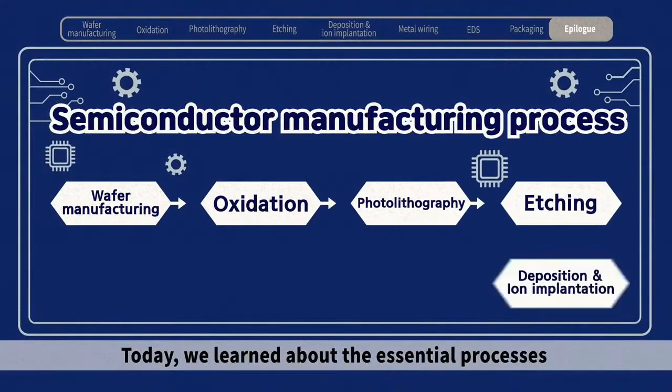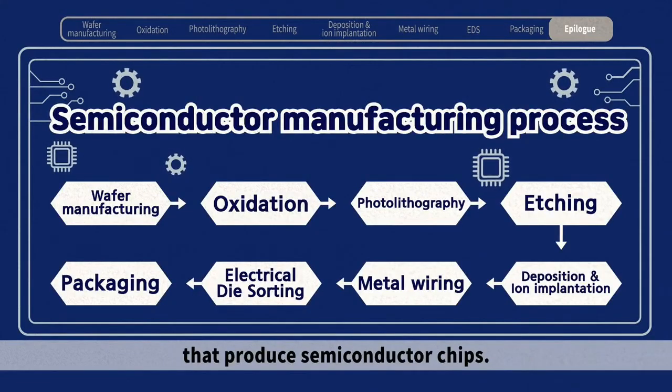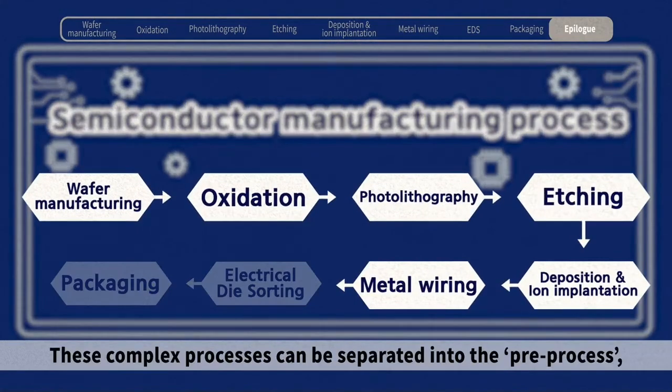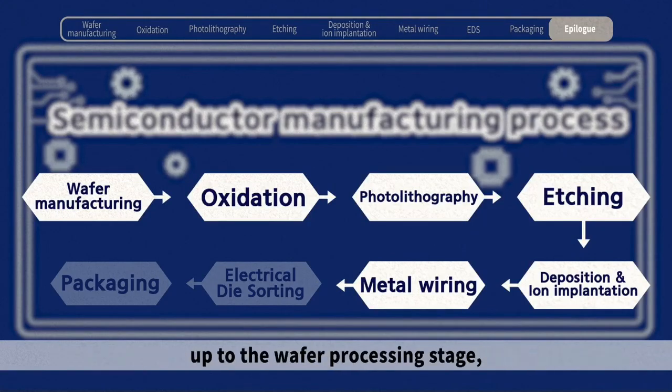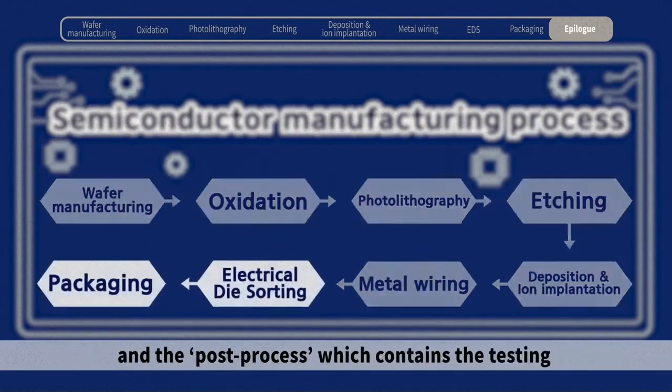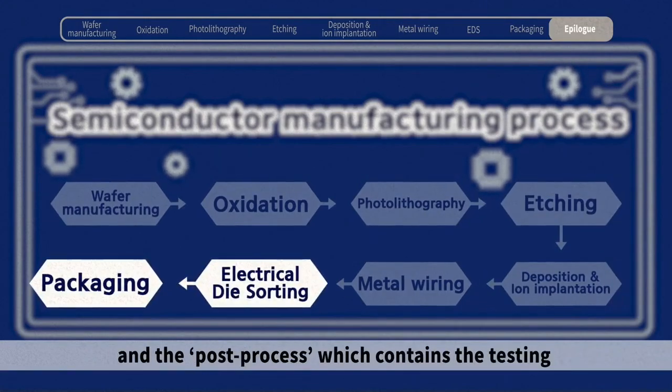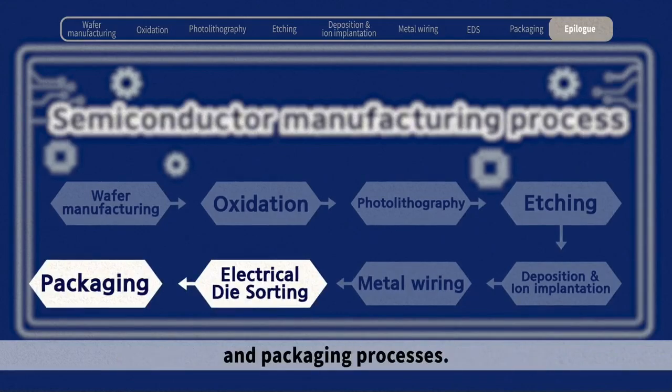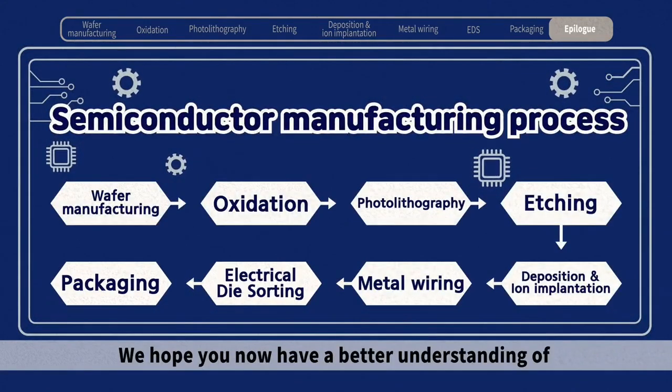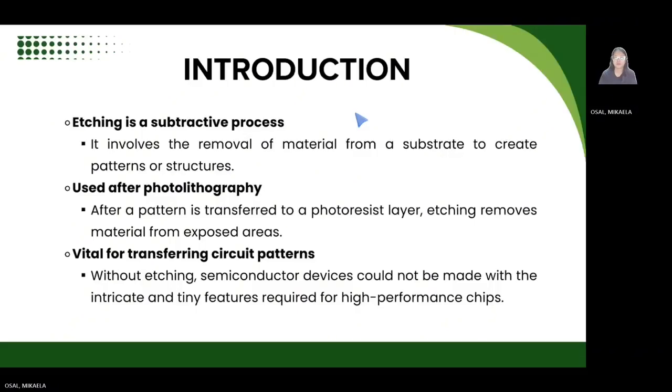Today, we learned about the essential processes that produce semiconductor chips. These complex processes can be separated into the pre-process, up to the wafer processing stage, and the post-process, which contains the testing and packaging processes. We hope you now have a better understanding of how a semiconductor chip is manufactured. So now, let's proceed to the introduction of etching.